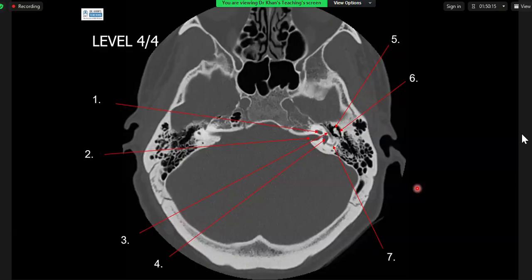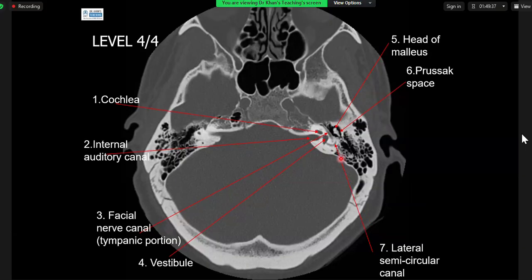This is the last one, last axial. Time begins. Last 5 seconds. So anteriorly is the cochlea. This is the vestibule. This is the internal auditory canal. This is the head of the malleus. This is the body of the incus.